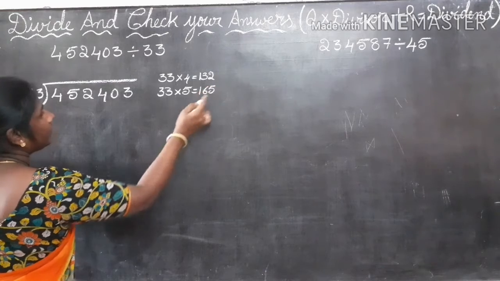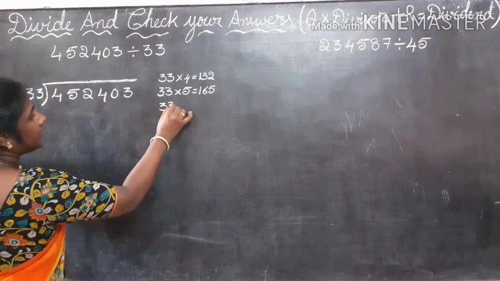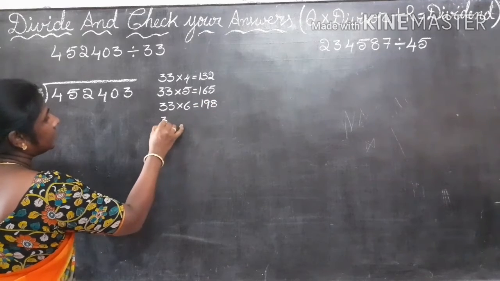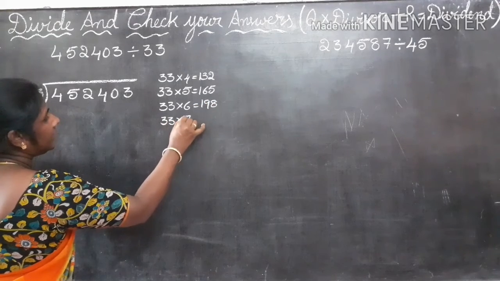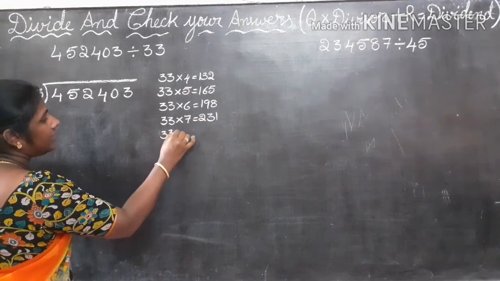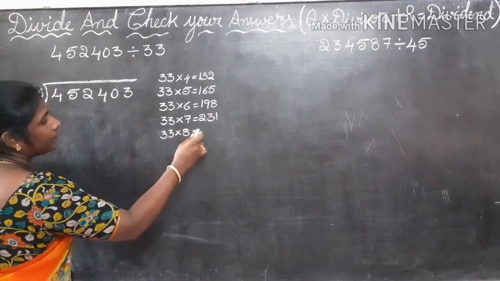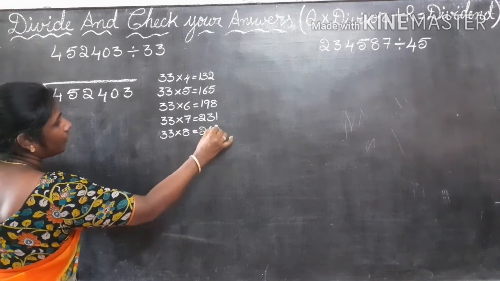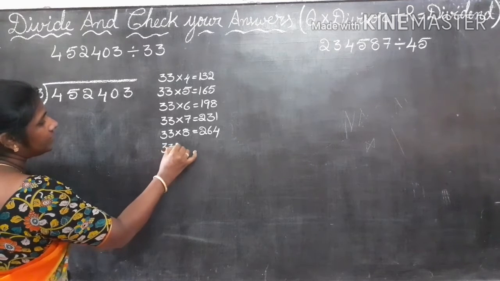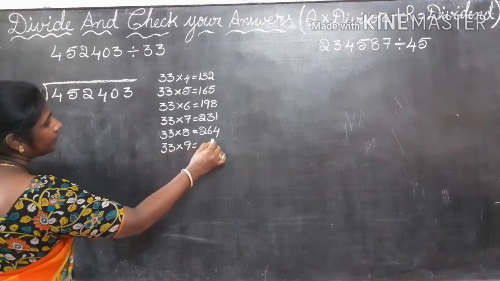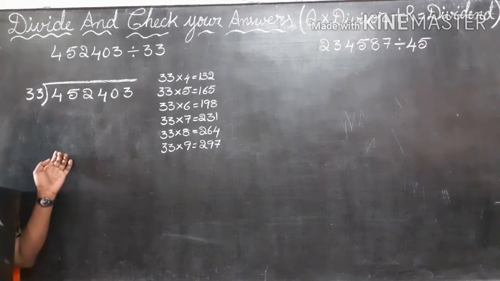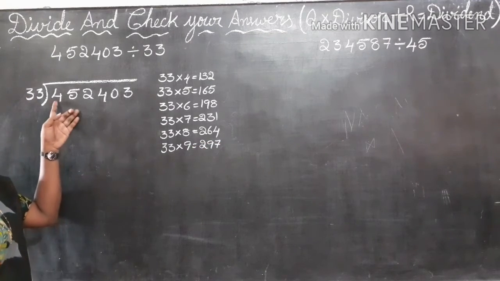165, 33 sixes are 198, 33 sevens are 231, 33 eights are 264, 33 nines are 297, 33 tens are 330.